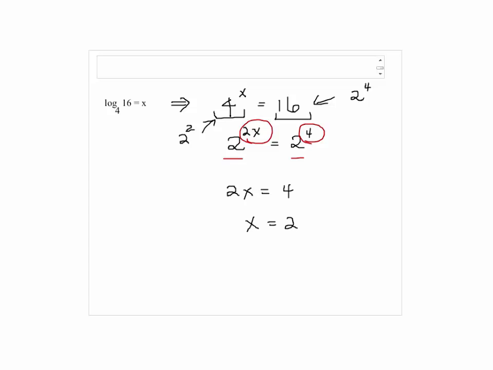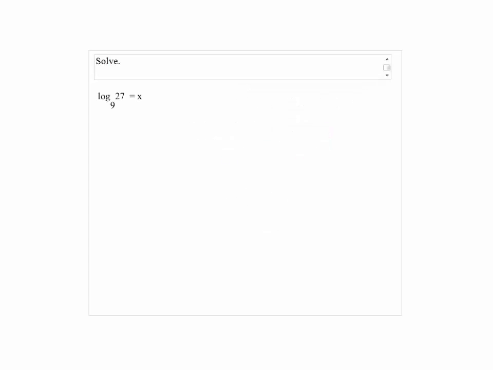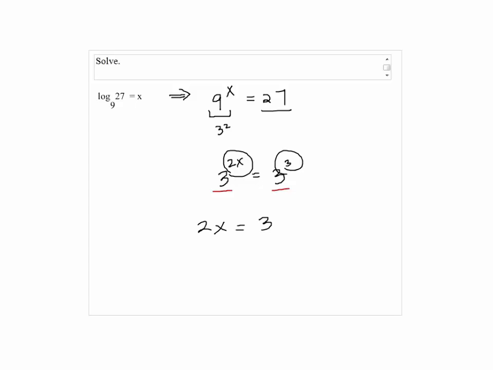Solve. Log base 4 of 16 equals x. We can rewrite the log form into exponential form to have 4 to the x power equals 16. Now 4 to the x could be written as 2 to the 2x since 4 is 2 squared. 16 is 2 to the 4th power, so we have 2 to the 4th power on the right-hand side. Since bases are the same, exponents must be the same. So 2x equals 4, so x must be 2.